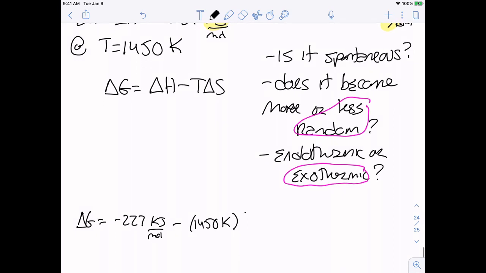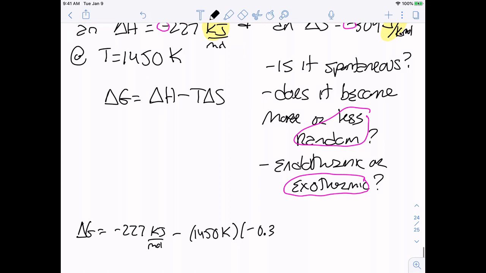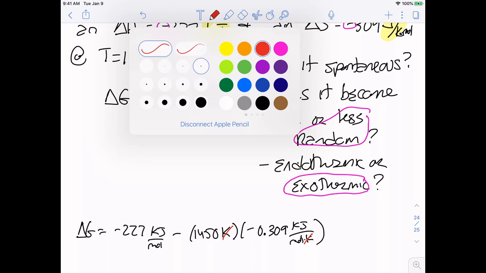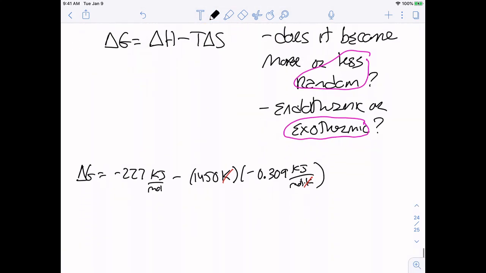So if it's in Celsius, add 273 to it. This one's already in Kelvin. And then my entropy change, negative, I forgot my negative. I am converting that to kilojoules by moving my decimal place over 3 places, essentially dividing by 1,000. So then that's kilojoules per mole Kelvin. And then my kelvins are actually going to cancel. So we'll have kilojoules per mole minus kilojoules per mole. Just be careful with your signs when you plug everything in. I have a negative value and then I'm subtracting another negative value. So again, be careful with signs.